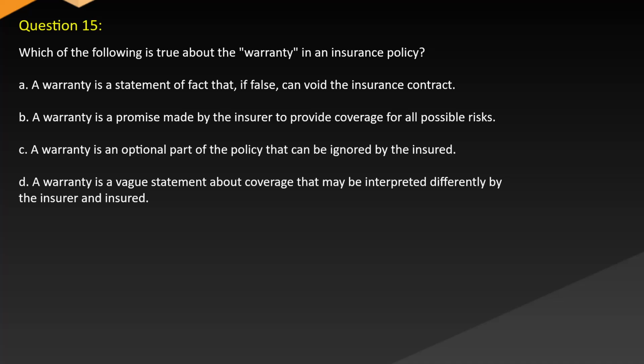Question 15. Which of the following is true about the warranty in an insurance policy? A. A warranty is a statement of fact that, if false, can void the insurance contract. B. A warranty is a promise made by the insurer to provide coverage for all possible risks. C. A warranty is an optional part of the policy that can be ignored by the insured. D. A warranty is a vague statement about coverage that may be interpreted differently by the insurer and insured.